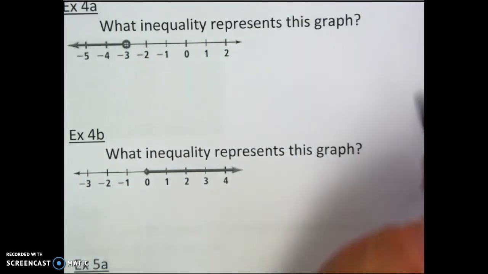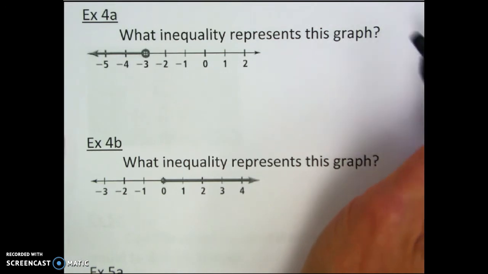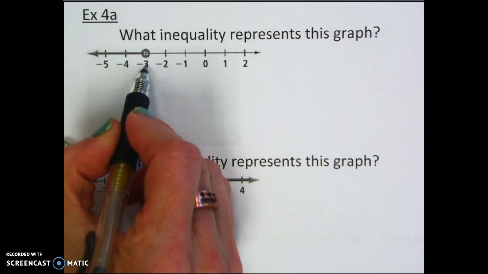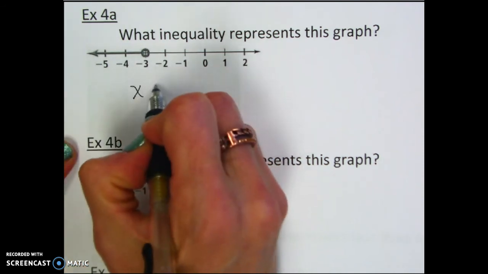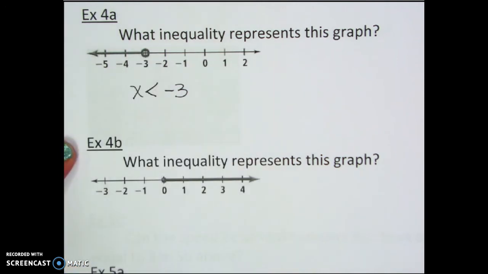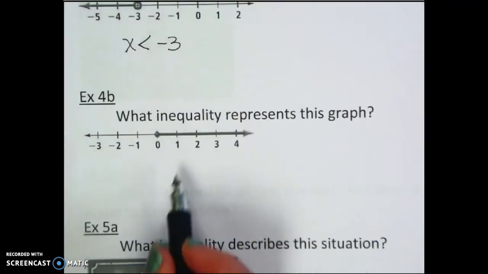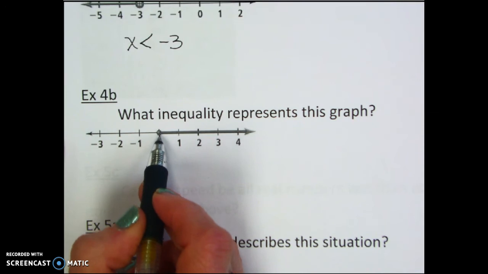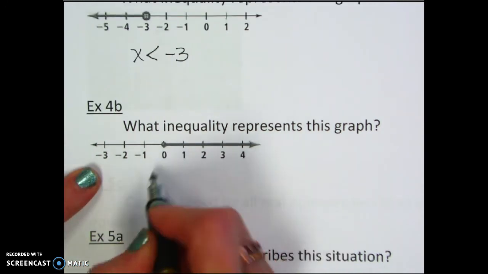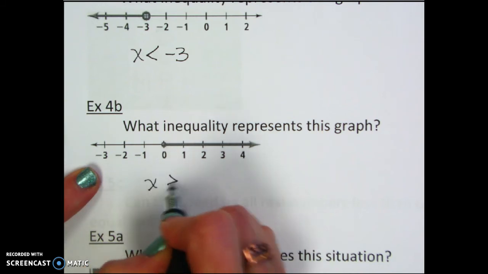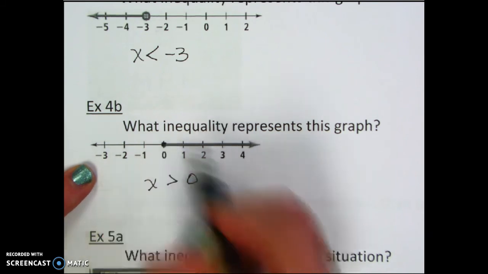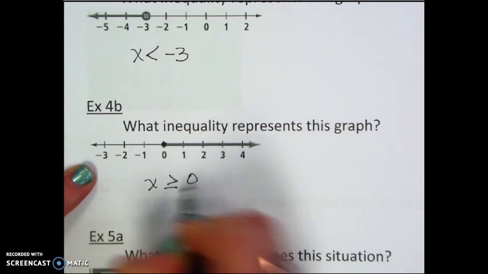All right, which inequality represents this graph? Now we're going backwards. So we have the points less than -3. So I want my numbers less than -3. It's not equal to because that's an open circle. Now down here, this is a closed circle. So down here, I want the numbers that are greater than 0. So any number greater than 0, but because this is closed in, I want it to be greater than or equal to 0.